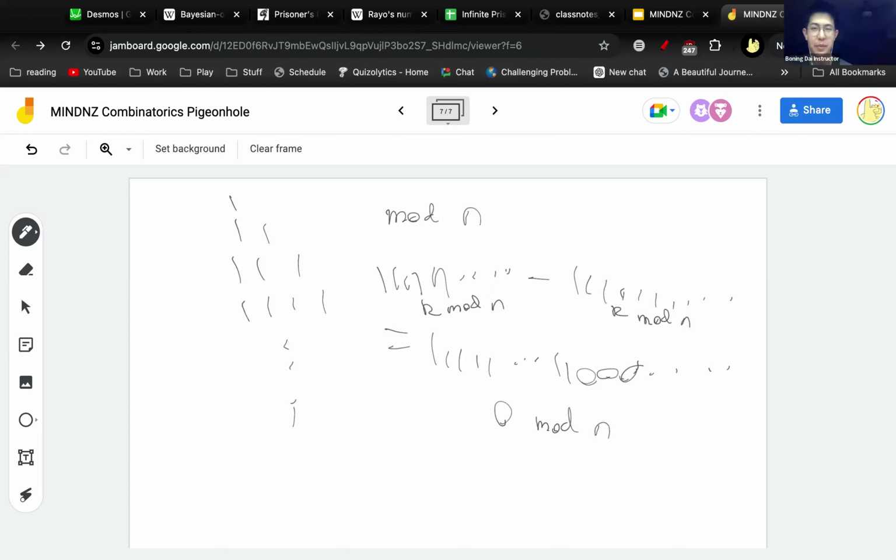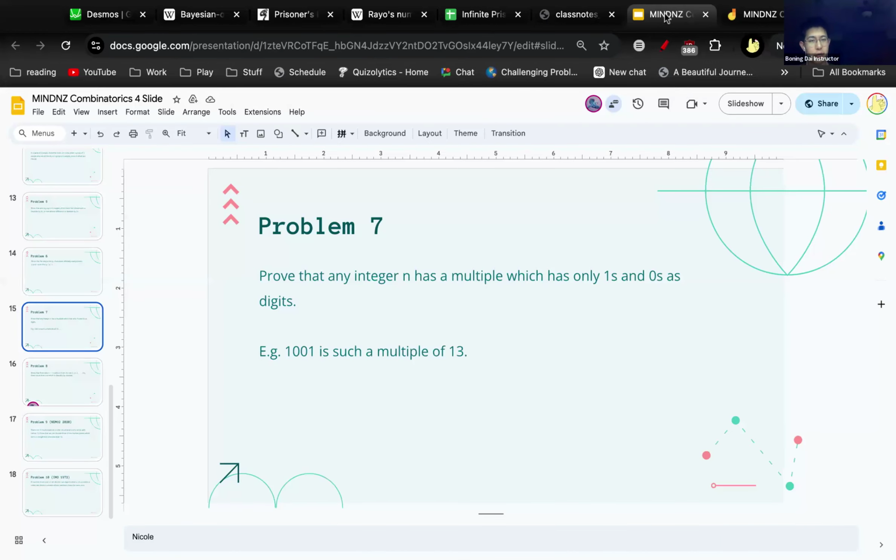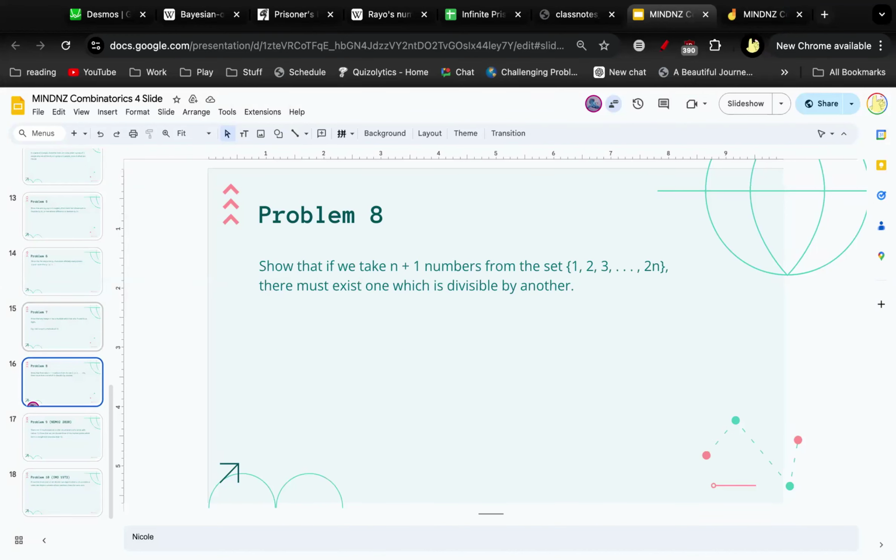Yeah. The next problem is problem 8. This one is basically the same as problem 2, to be honest. There's not much difference. Okay, yeah, it's similar, but the pigeons are different, aren't they? No, the pigeonholes are different, but the concept is kind of the same. So try the problem for a bit.